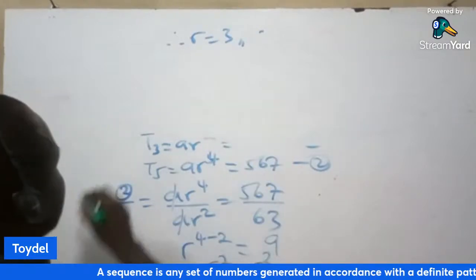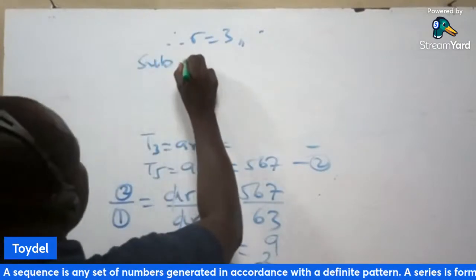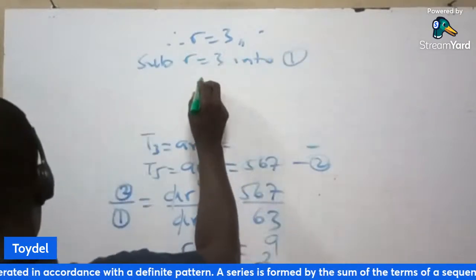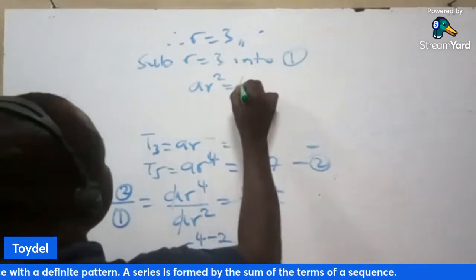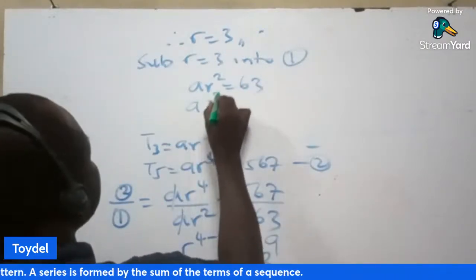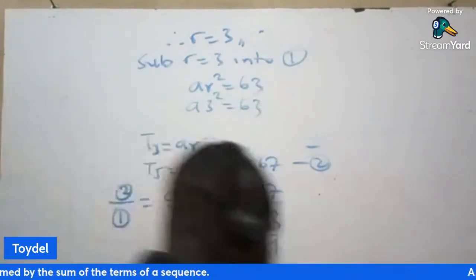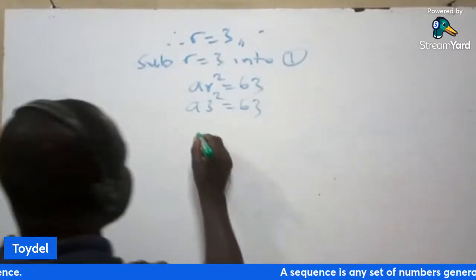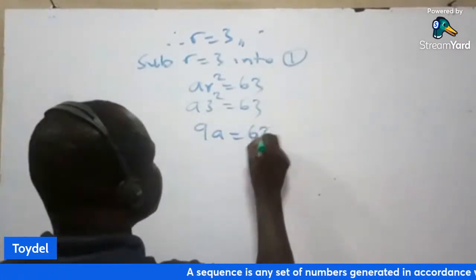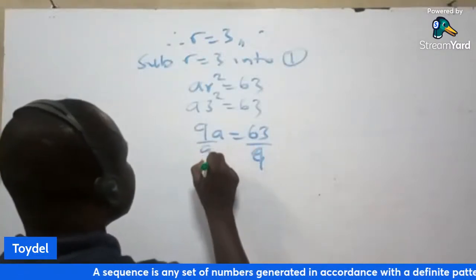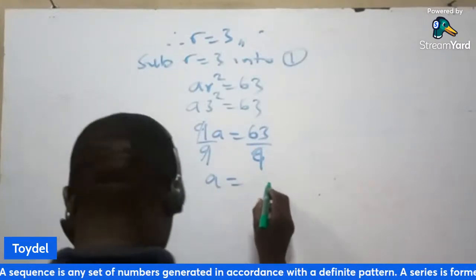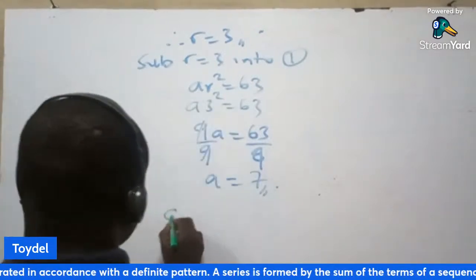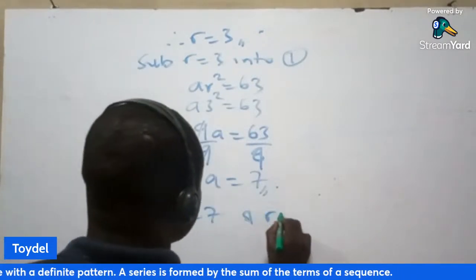If we know the value of r, then we now substitute r equal to 3 into equation 1. What is equation 1? Equation 1 is a r squared is equal to 63. So a times 3 squared is equal to 63. Then 9a is equal to 63. We divide both sides by 9. So a is equal to 7. So we have gotten the value of a to be equal to 7 and r to be equal to 3.